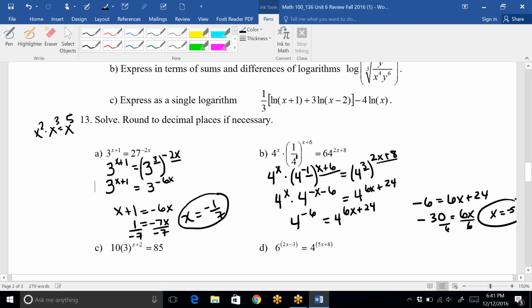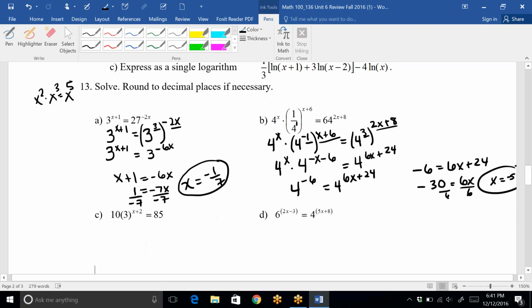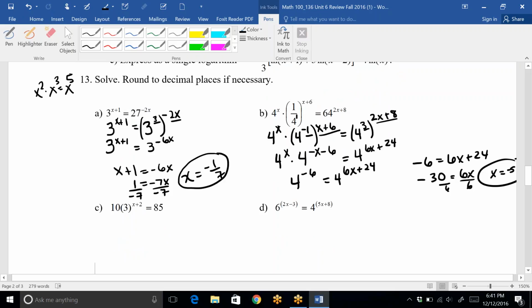Okay, let's move on to C. C is going to be the cause of us not being able to use this property anymore, where we can't get just the same base on each side. The first thing you should always check for when there's an exponent that is attached to a base and you're trying to solve for that, there doesn't need to be anything else over here. So we're actually going to divide the 10 over first. So this is now 3 to the x plus 2 equals 85 over 10.